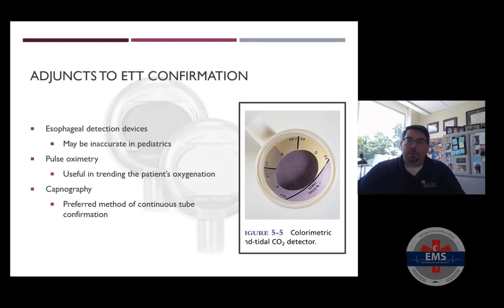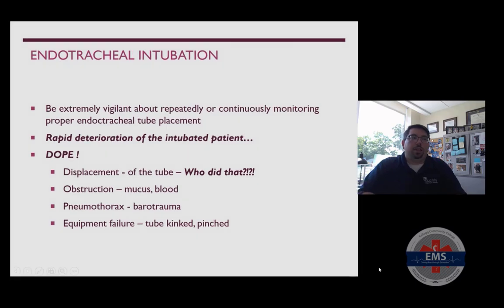Remember that for endotracheal intubation, we also have to be extremely vigilant about repeatedly or continuously monitoring proper endotracheal tube placement. That's extremely important, right? Remember that with a rapidly deteriorating intubated patient, you should think DOPE. DOPE is an acronym. Something's wrong, DOPE. We're going to look at displacement of the tube, obstruction, maybe mucus or blood, maybe a pneumothorax from barotrauma, or do we have some type of equipment failure? A kink in the tube, a pinched line, oxygen tubing not plugged in properly. Take a look at it from that perspective.